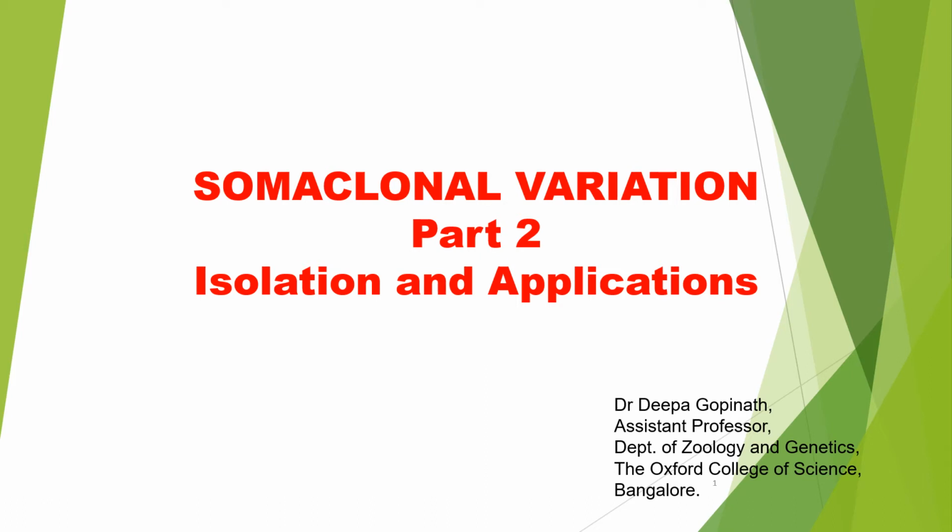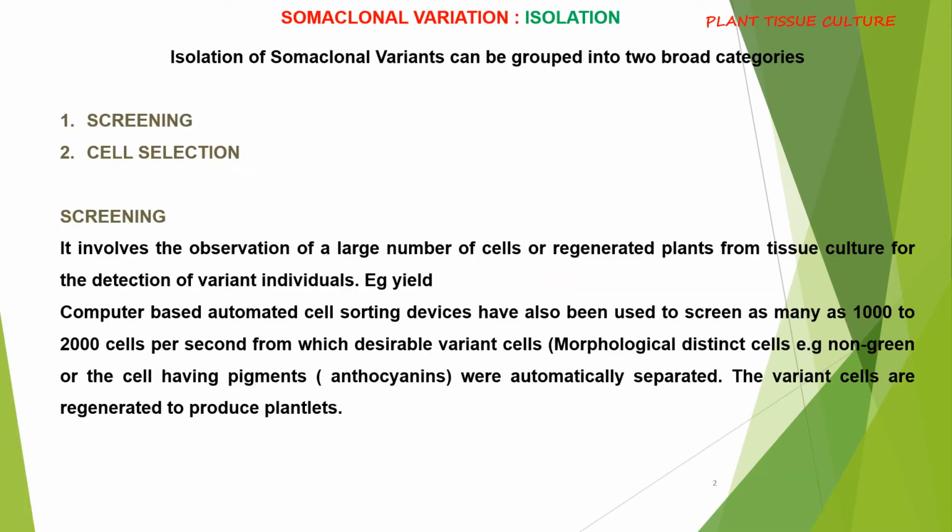The present session deals with isolation of somaclones and its applications. In the previous session, I discussed the causes of somaclonal variations. A range of somaclonal variations are useful in crop improvement programs. Example, drought tolerance, salt tolerance, certain disease-resistant lines in some crops, increase in number of tillers to increase the yield in rice plant, early flowering, etc.